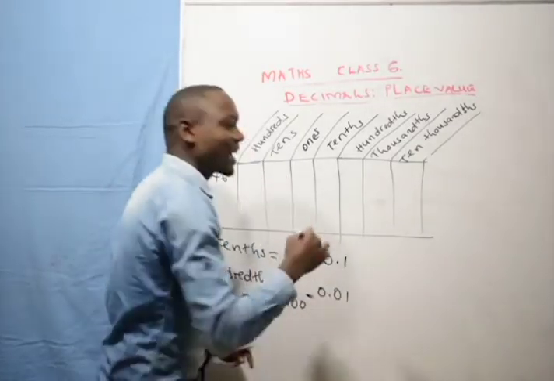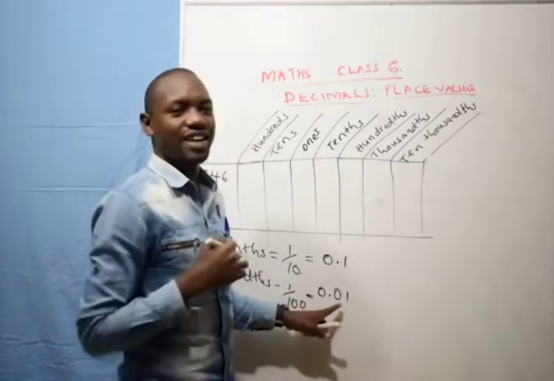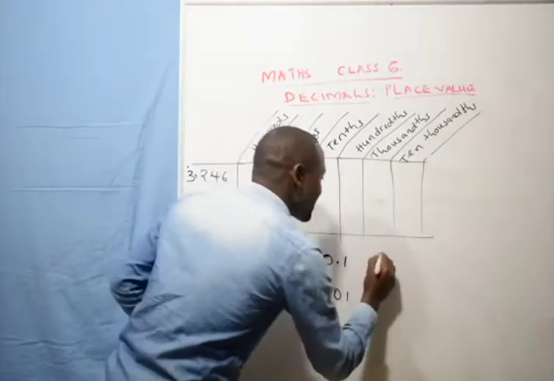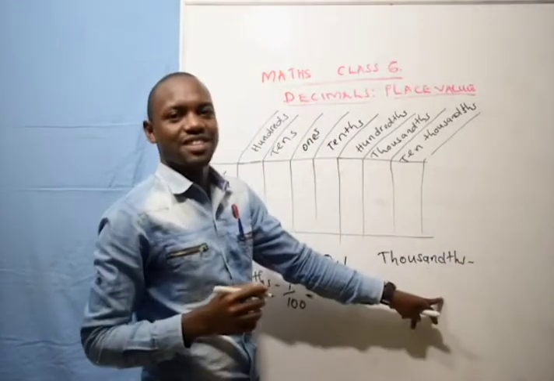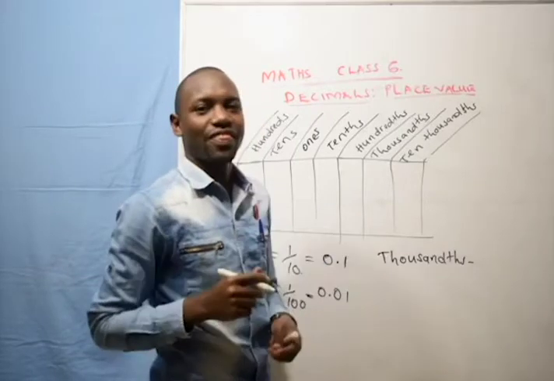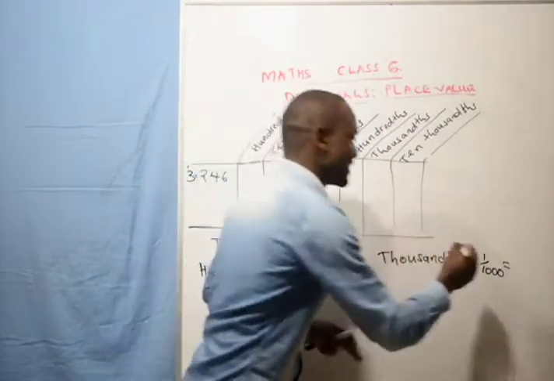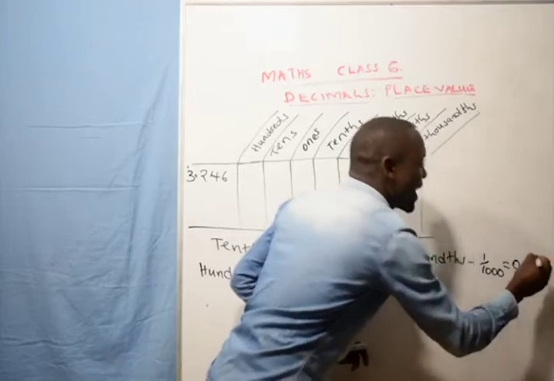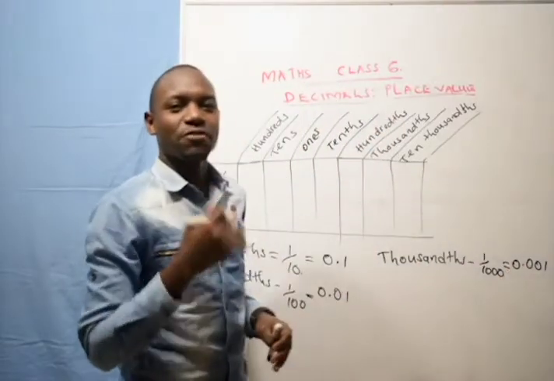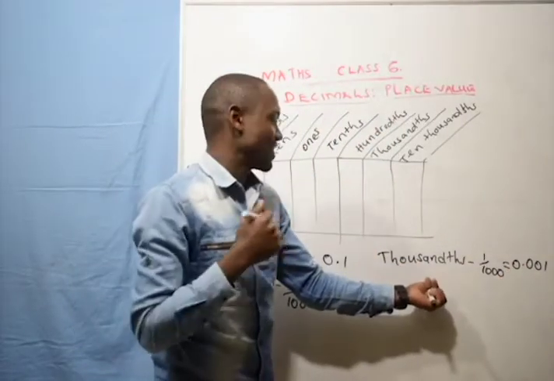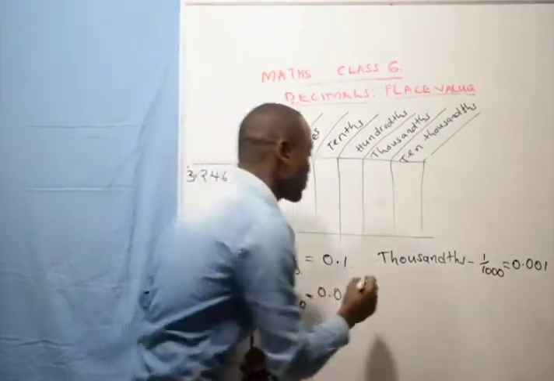So hundredths is the second digit from the decimal point to the right. Then the third digit is the thousandths. The third digit from the decimal point, thousandths meaning 1/1000, which can be written as 0.001, meaning it is the third digit from the decimal point. That is 1/1000.